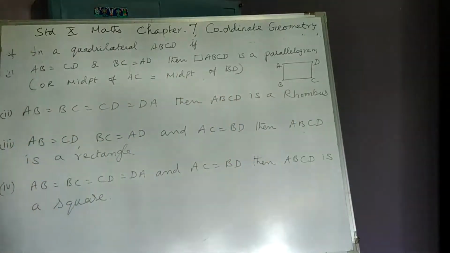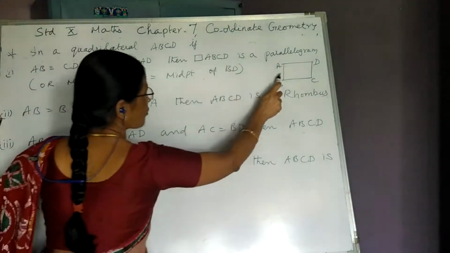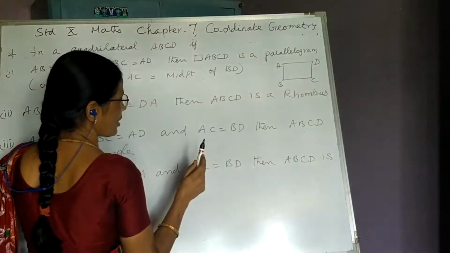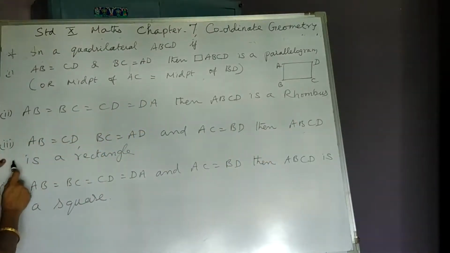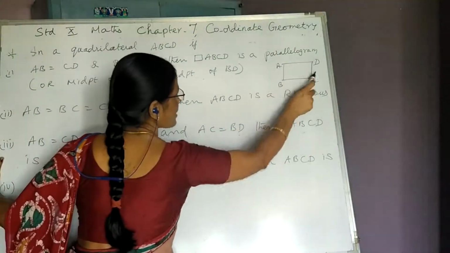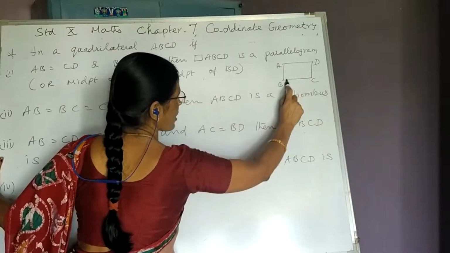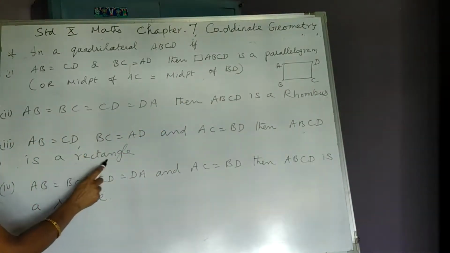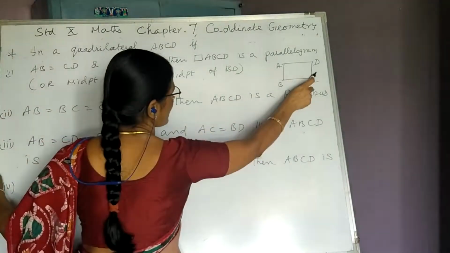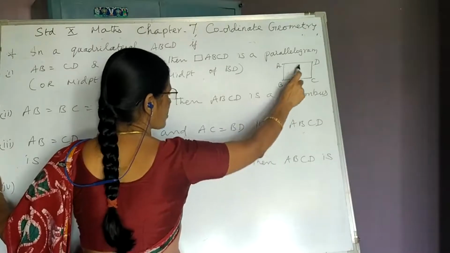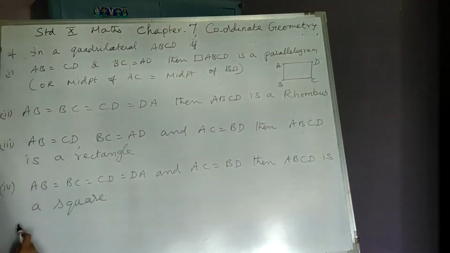The second point is, if you find all the four sides are equal in a quadrilateral, then it is a rhombus. The third point is, if opposite sides are equal and if the diagonals are also equal, then it becomes a rectangle. And for a square, if all the four sides are equal and diagonals are also equal, then this ABCD is a square. So all this we had studied in the previous standards. So just we should remember for the conclusion.